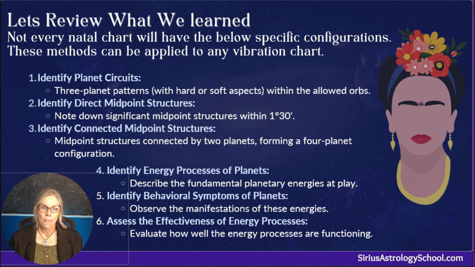So here's what we did. We identified the circuits, the 3 planet patterns with hard or soft aspects, and then within the allowable orbs, we identified the midpoint structures that were less than 1.5 degrees, and then we also identified the midpoint structures that had 2 planets, the same 2 planets in each midpoint structure. The next thing we did was we identified the energy processes of the planets and the behavior symptoms of the planets. And then we looked at her biographical information and we assessed the effectiveness of these energy processes.